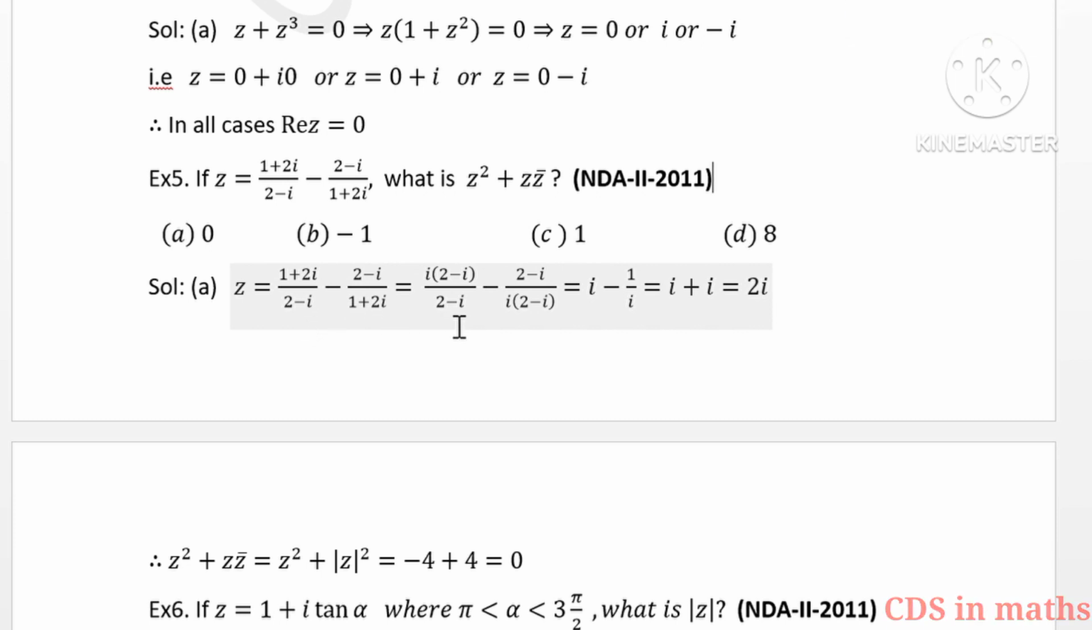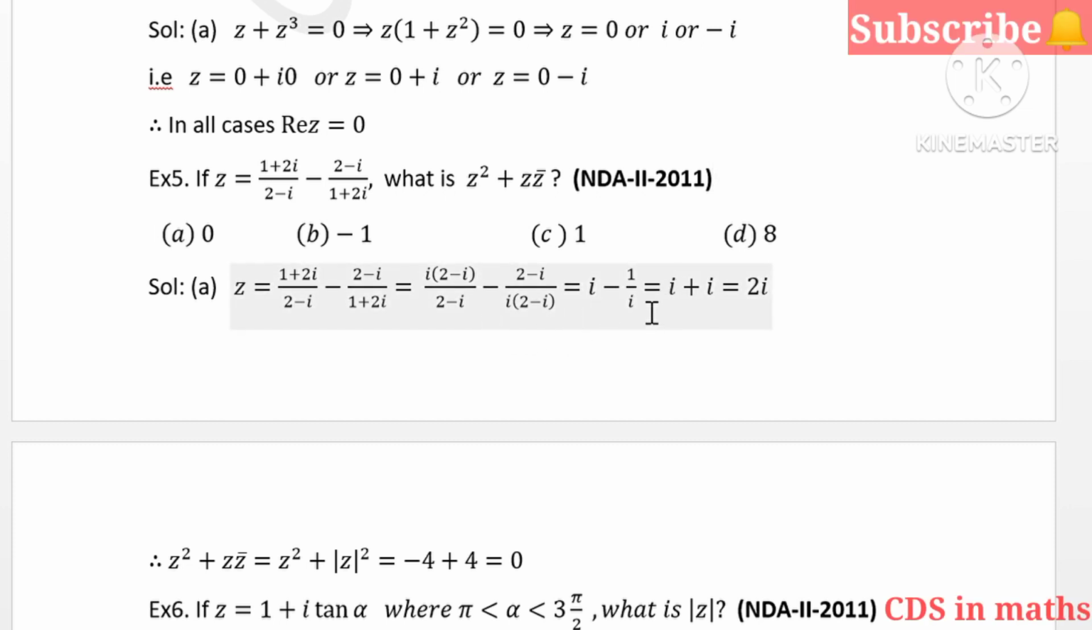So I have taken Z as this, and in the numerator if I take i common, there it is also 2 minus i. If you take LCM it will be a little lengthy, but if you think a little smartly, then you can do it very comfortably. I have not divided this by this, or taken LCM. What I did here: from 1 plus 2i I have taken i common, then it will be 2 minus i. So 2 minus i, 2 minus i cancel, it will be i.